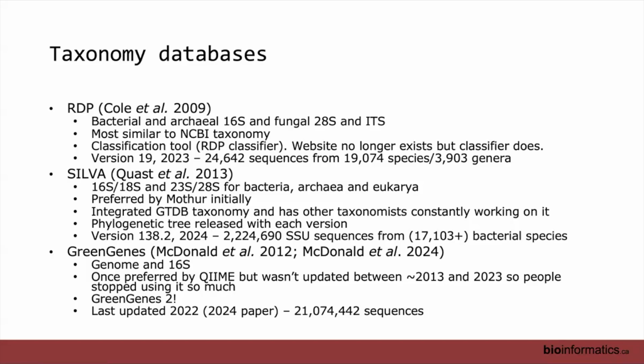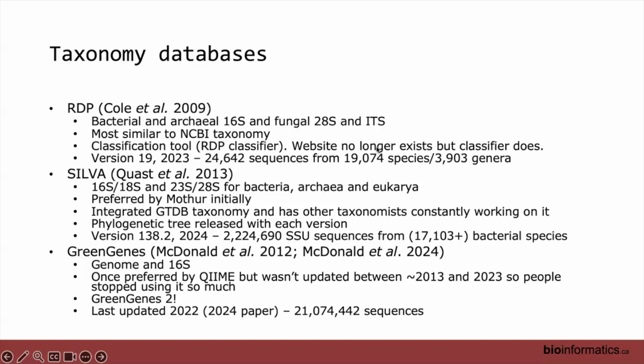There's a massive NCBI database of taxonomy, and any new genomes that get submitted often follow that taxonomy. But it's not necessarily revisited very often by taxonomists. So you'll find that people that are very into taxonomy often will be using something that isn't NCBI taxonomy. They brought out a classification tool with it. I was looking for it the other week, and it looks like the website no longer exists, although you can still use that classifier. It was last updated in 2023, and it has about 25,000 sequences from close to 20,000 species, or about 4,000 genera.